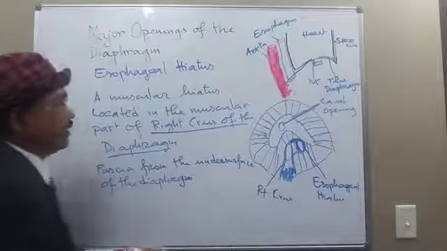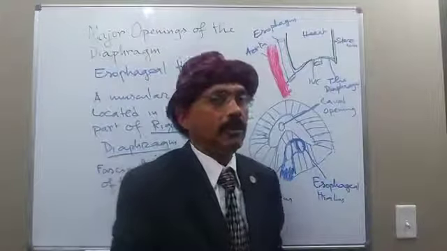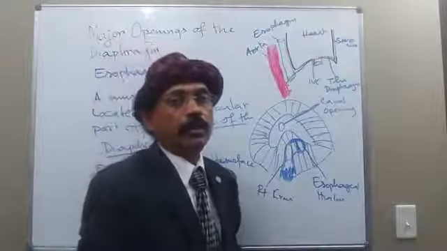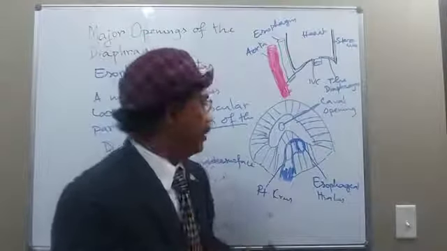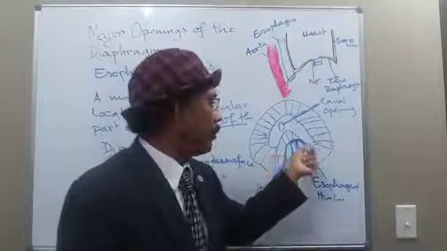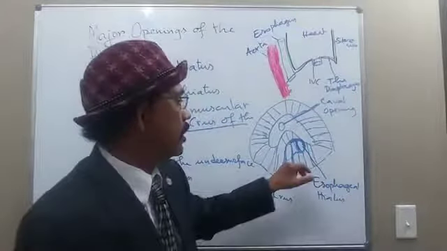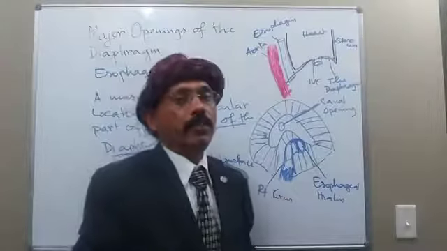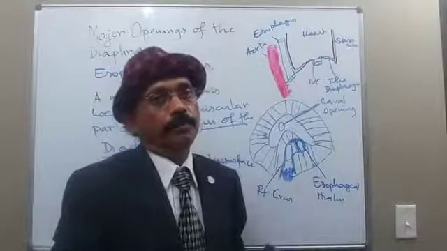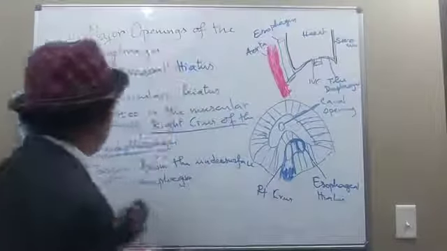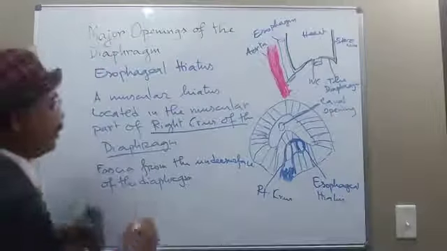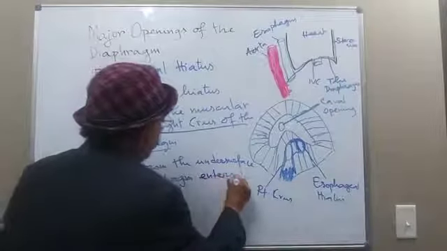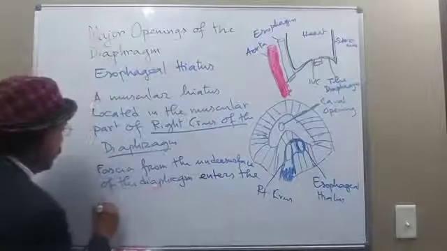Okay, fascia from the undersurface of the diaphragm that is continuous with that of the transversalis fascia enters through the esophageal opening of the diaphragm. It is inserted in the lower part of the thorax, the lower part of the esophagus, around 2.5 centimeters above the esophageal hiatus. It is blended with the submucosa of the esophagus.